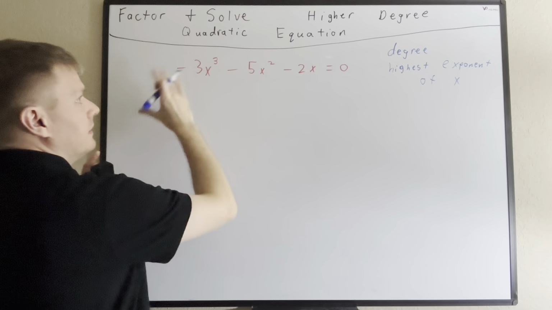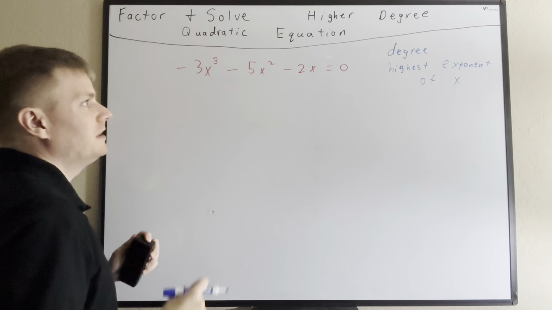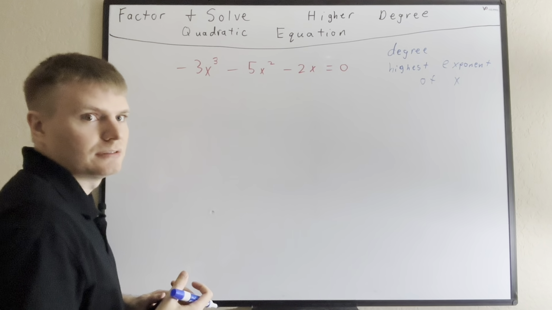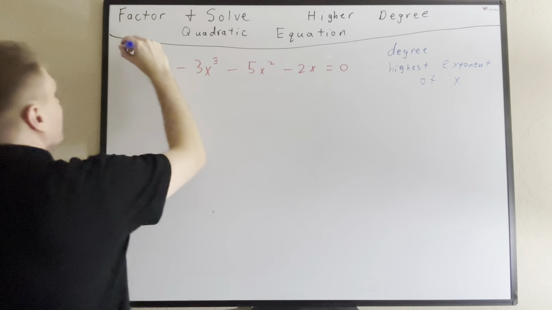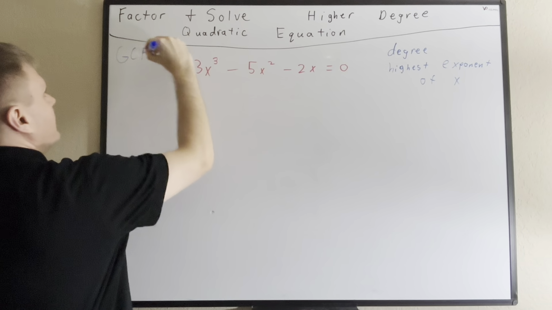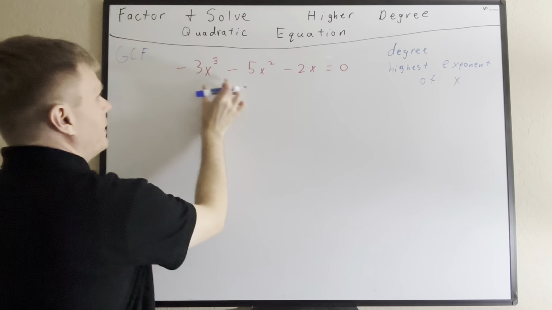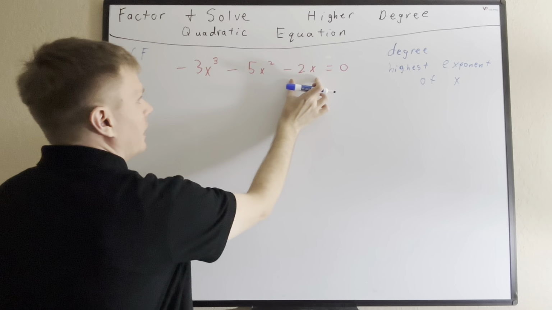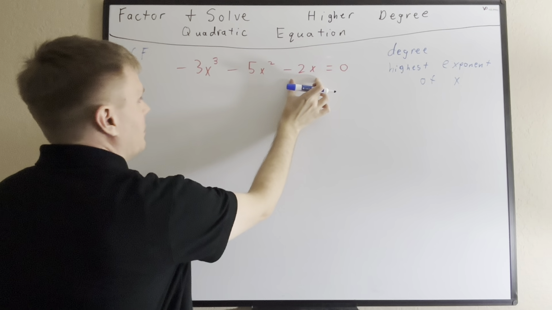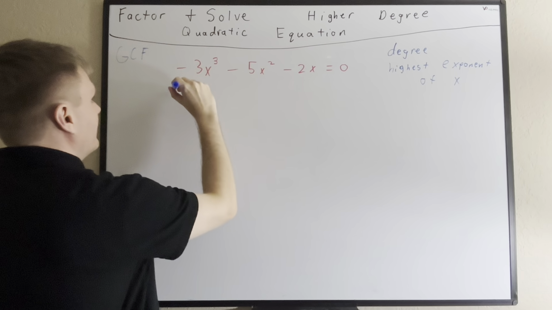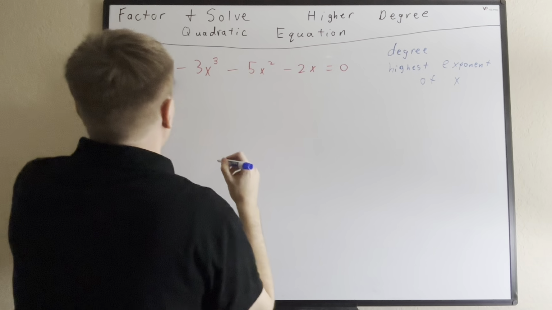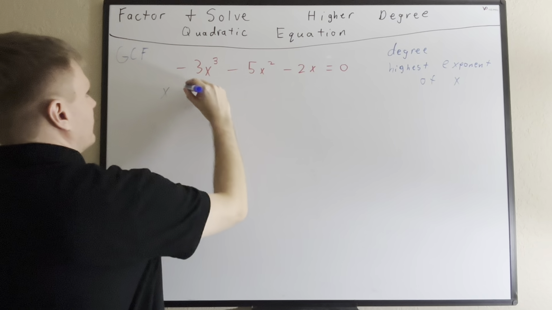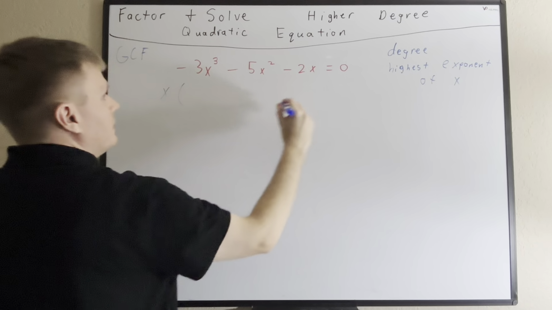We need to do the simple things first. What's the simplest part of factoring? GCF, greatest common factor, right? What's the greatest common factor of all these terms? Well, there's only one thing they all have in common, an x, right? So we can just take out that x and divide everything by x.